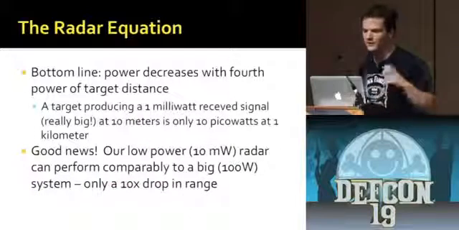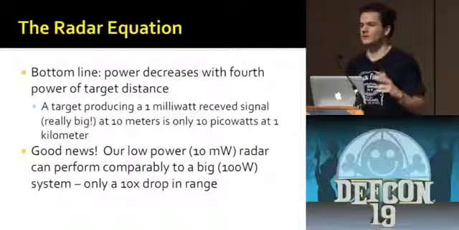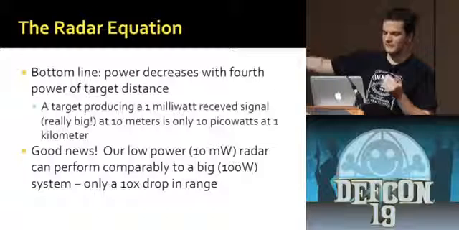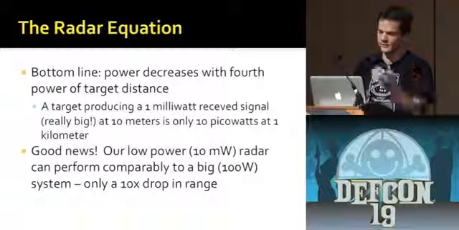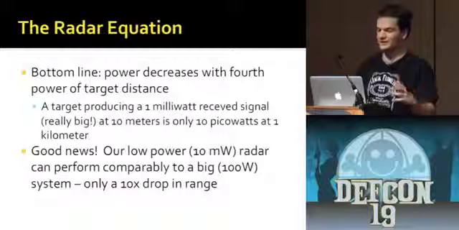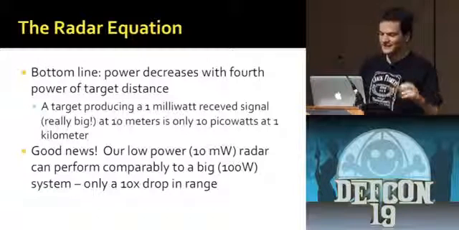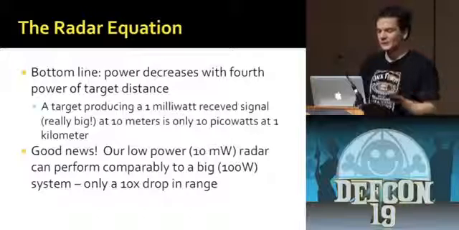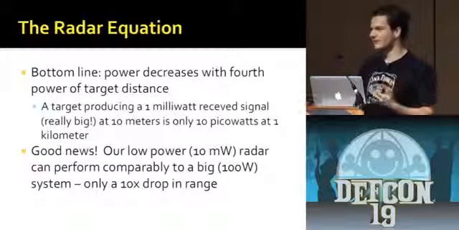So the received power is going to decrease with the fourth power of the distance. If you move away by a factor of 10, my example here is, if you receive a signal of 1 milliwatt at 10 meters, at a kilometer that's 10 picowatts. It's really tiny.